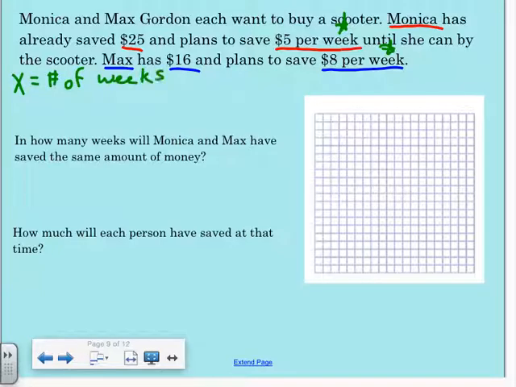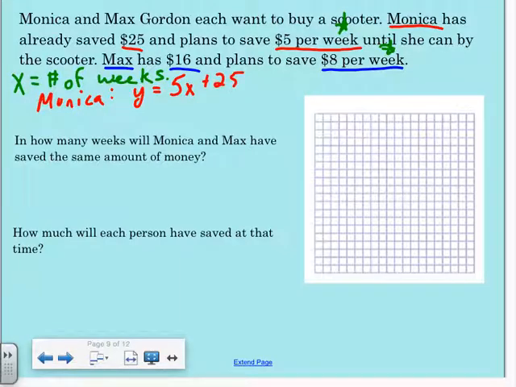So first thing I need to do is write 2 equations for this. For Monica, her equation is going to be y equals. Now what is y equal? How much does she save per week? She saves 5x. How much did she start with, or what's my y-intercept? It's 25.